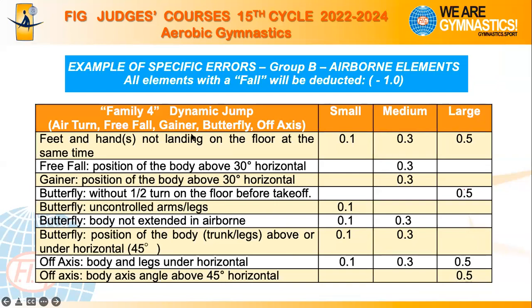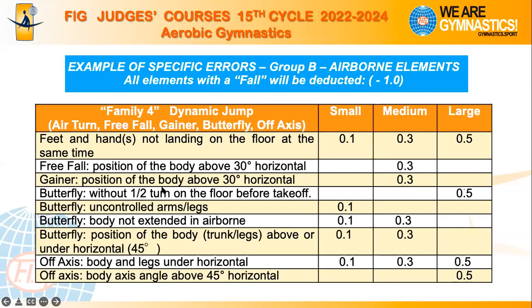Okay, family 4 is dynamic jump. This is in group B now, and this is compulsory for the individual men category in difficulty, but as an execution, you check air turn, free fall, gainer, butterfly, and off axis. Now, feet and hands not landing on the floor at the same time is 1, 3, or 5. Free fall, position of the body above 30 degrees horizontal is 0.3.